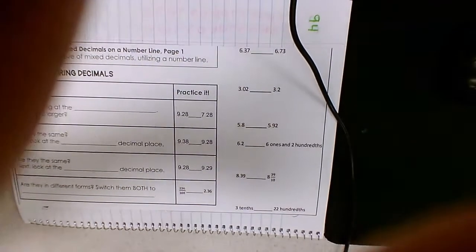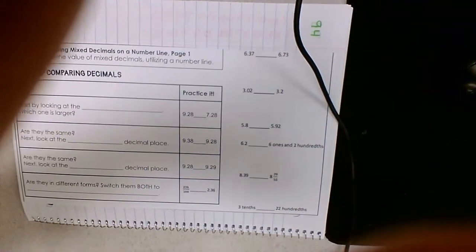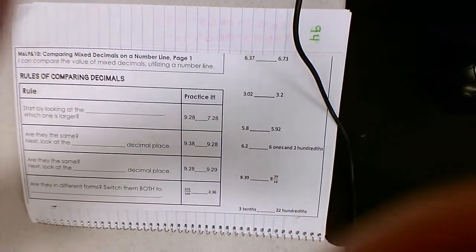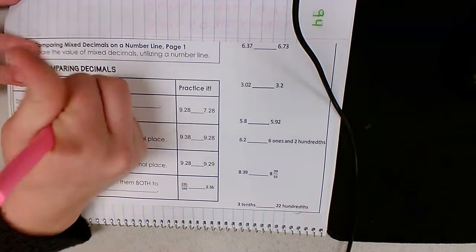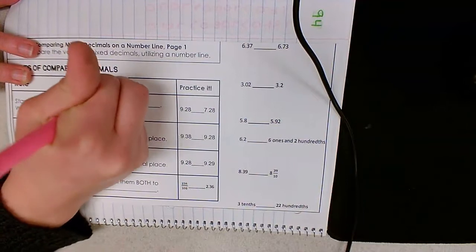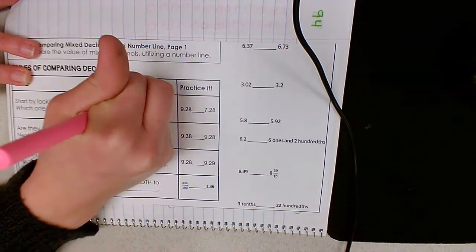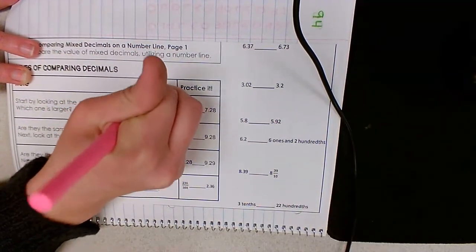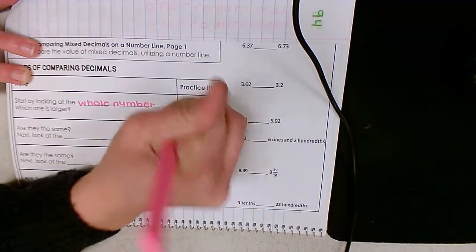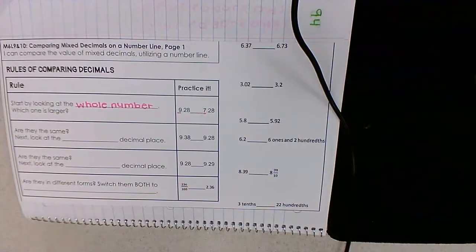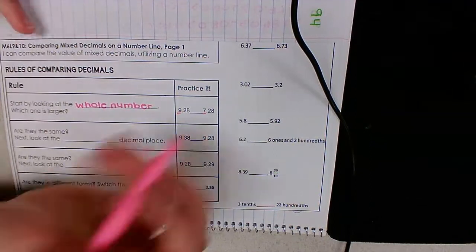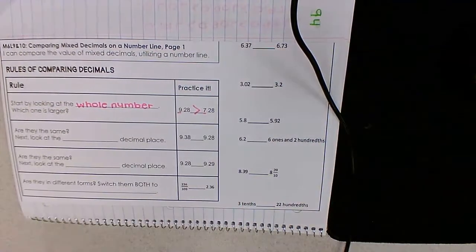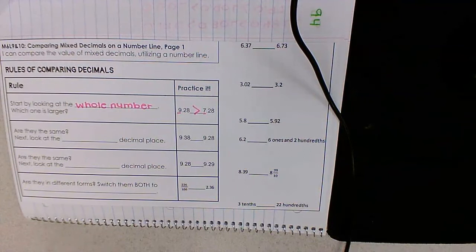When you have two mixed decimals, meaning that you have a whole number and a decimal number, the first thing that you want to do is start by looking at the whole number, the ones place. That's what comes before the decimal. Compare there, which is larger, 9 or 7? For us, it's 9. So 9 and 28 hundredths is larger than 7 and 28 hundredths.